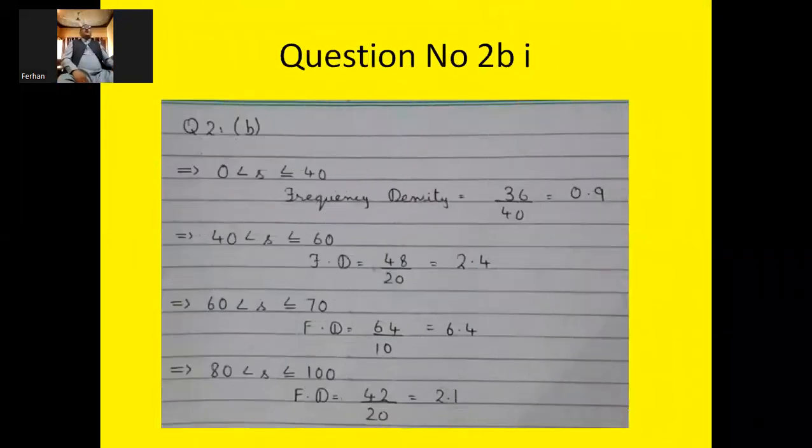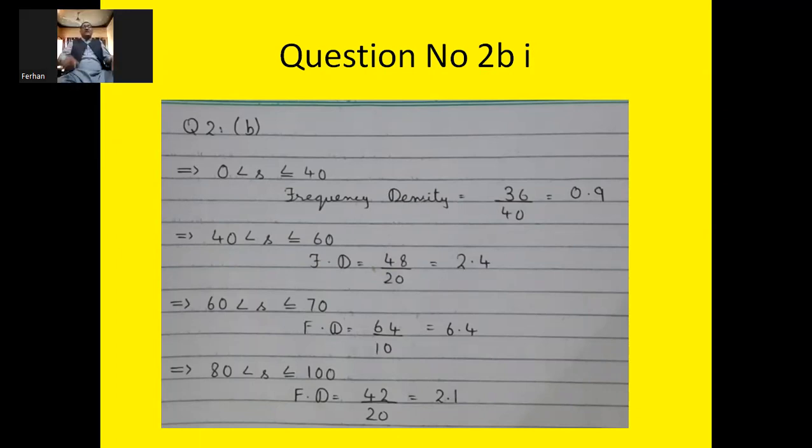Okay, so from 0 to 40 the frequency density will be 36 divided by 40, and that will be 0.9. 40 to 60, the frequency density will be the frequency divided by the class width. 48 divided by 20, and that will be 2.4. 60 to 70, the frequency density will be 64 divided by 10, and that will be 6.4. 80 to 100, the frequency density will be the frequency divided by the class width, and it will be 42 divided by 20, and that will be 2.1.